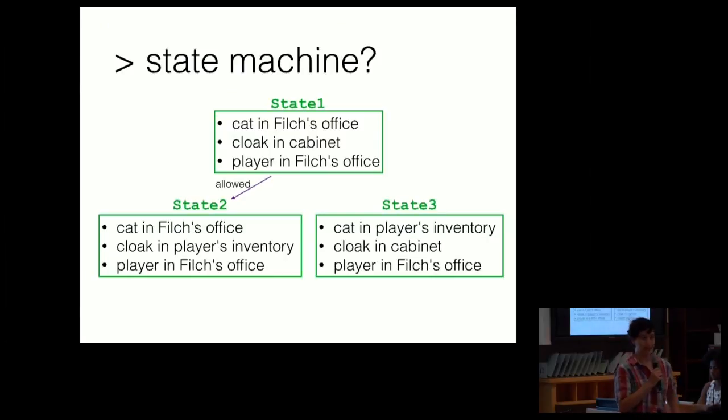And so, fine, if that's how choose your own adventure games work, maybe we can do this with text adventures. This is a straw man graph out of the scene that I showed from my text adventure. You start off in state 1, where the cat is in the office, the cloak is in the cabinet, the player is in the office. And I know that I can transition from state 1 to state 2, where the cloak goes into the player's inventory. So I put an edge there. But state 3, where the cat is in the player's inventory, is not allowed. No edge.